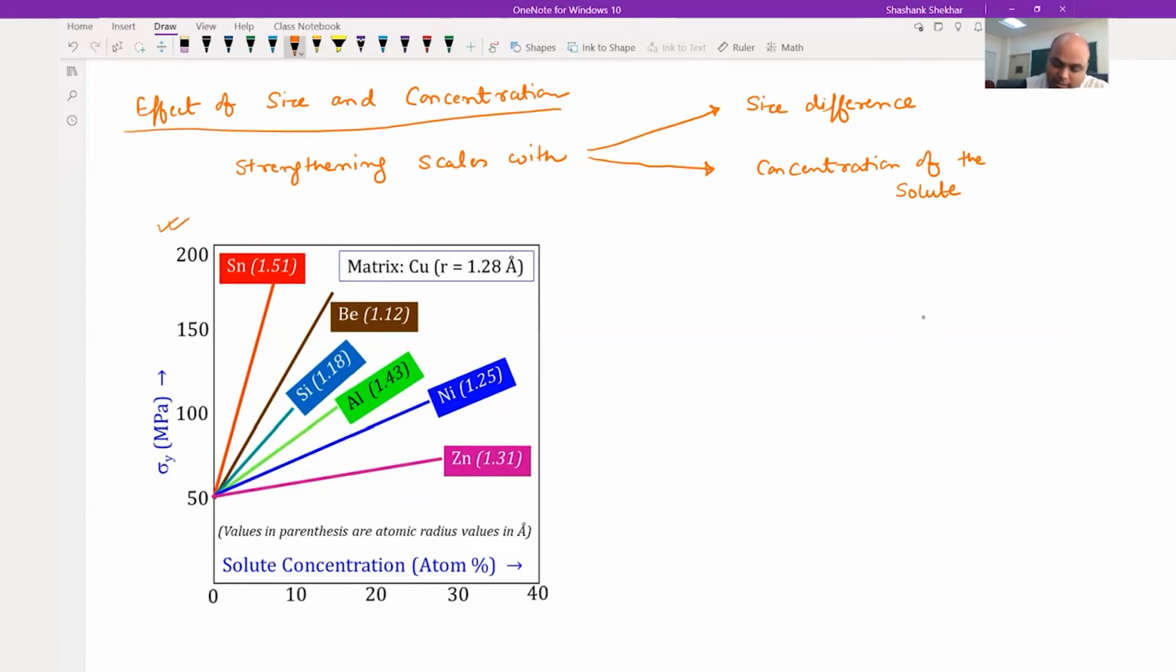So the y-axis here is sigma y, yield stress, and the x-axis is the solute concentration in atomic percent. The solvent here is copper. So you are trying to dissolve different types of solute atoms in copper. The first observation one can make from this plot is that with an increase in the solute concentration, you are going to see an increment, and we are assuming that a linear relation exists. So a linear relation can be assumed.